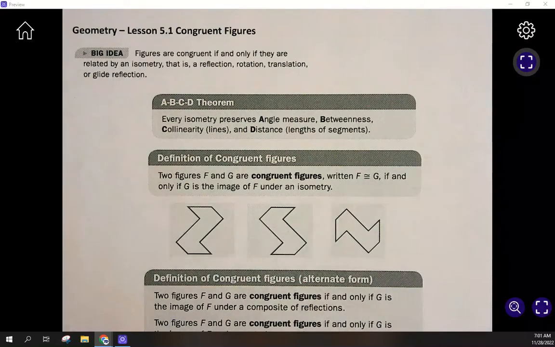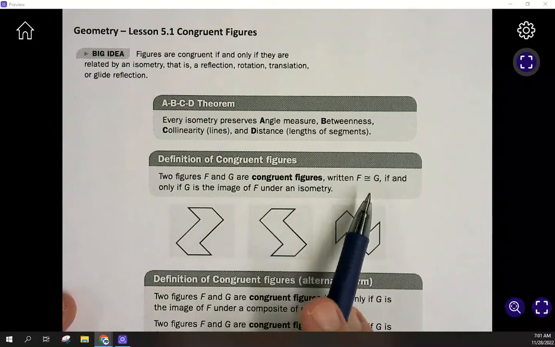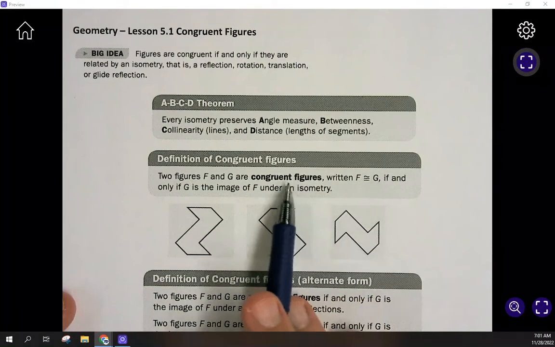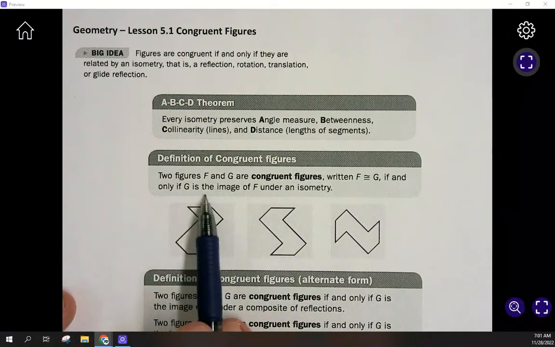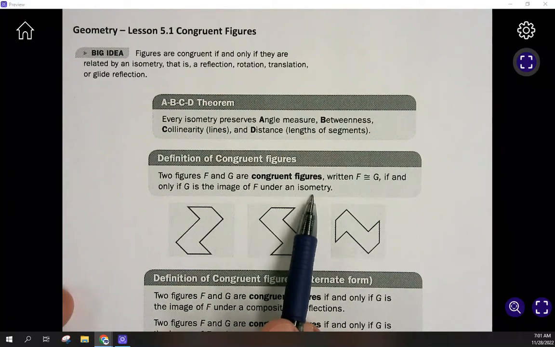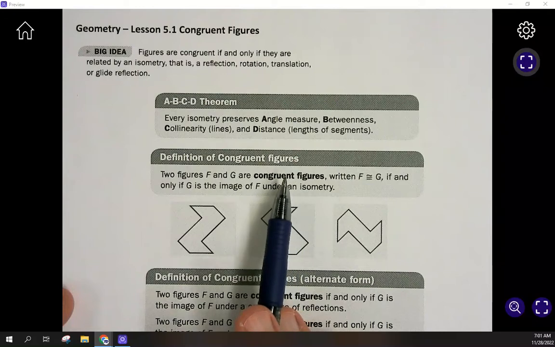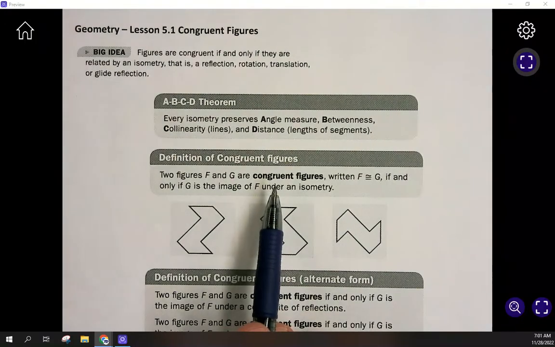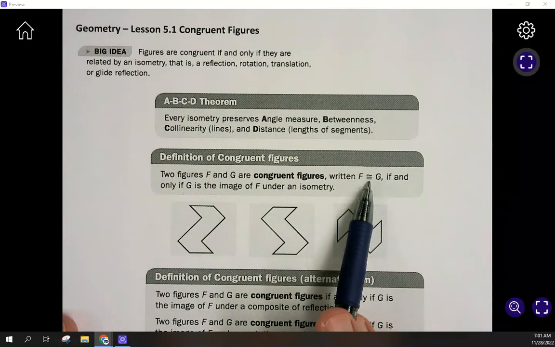So the definition of congruent figures: two figures, f and g, are congruent, written like this. So when you see the little squiggle mark above the equal sign, that's congruent. If and only if, meaning I can read this backwards, g is the image of f under an isometry. So if I have an isometry, I have congruent figures. If I have congruent figures, I have an isometry. Remember, if and only if can be read forward and backwards, the conditional and the converse.